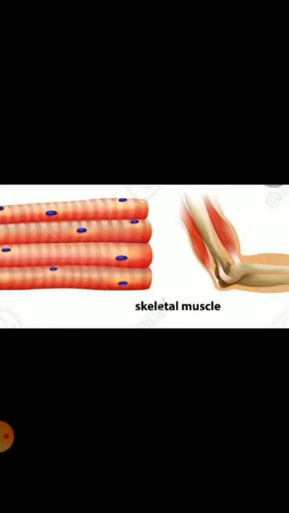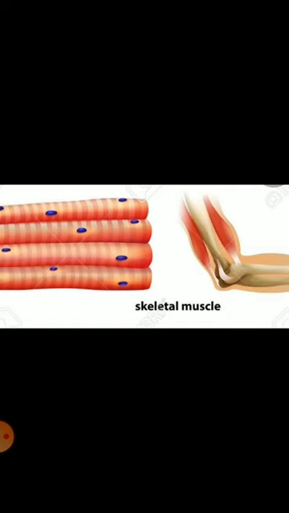and they are located in different parts of our body, mainly in our hands and legs, tongue, face, neck. In such regions they are present, and we can control the working of these muscles. These muscles constitute about 50% of our body.